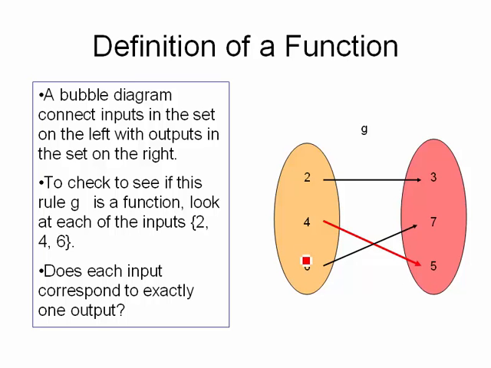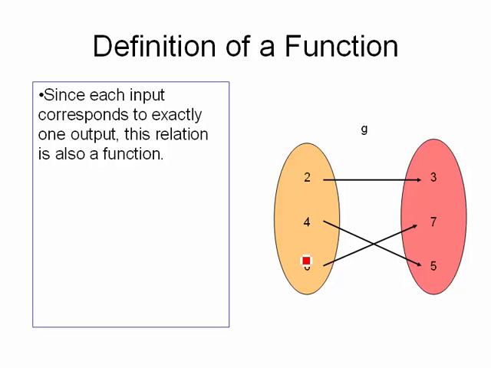4 matches up with 5. And 6 matches up with 7. So each one of those inputs corresponds to exactly one output. So this relation is also a function. So we would say that G is a function in this case.